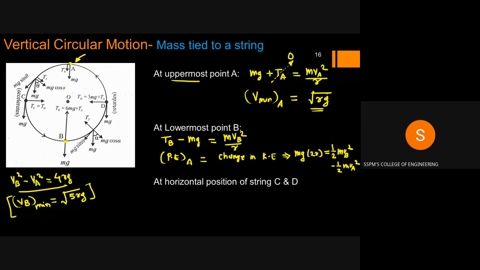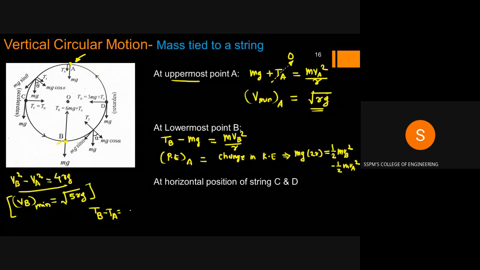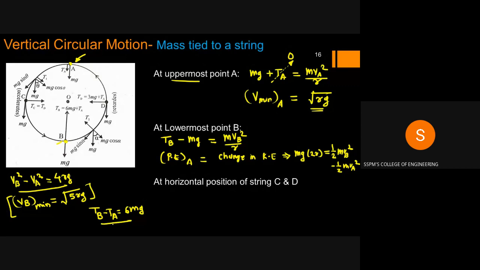So if there is a question to find out the tension difference at point B and at point A, that equation is Tb minus Ta, which is equal to 6 mg. So you have to remember all these equations. Tension difference from uppermost point to the lowermost point is 6 mg. Velocity at lowermost point is square root 5 Rg. At the uppermost point is square root Rg.